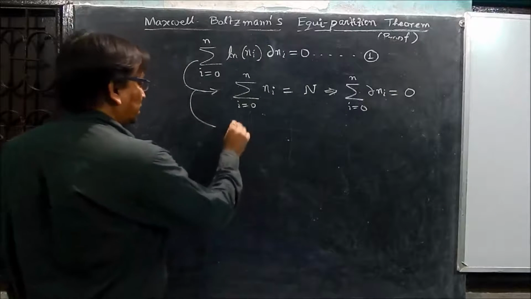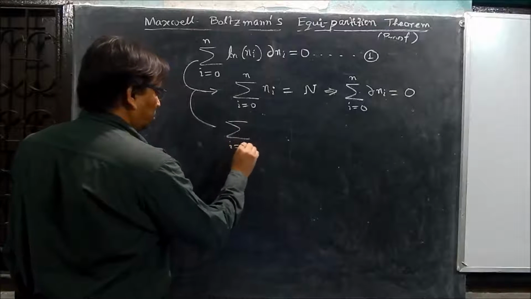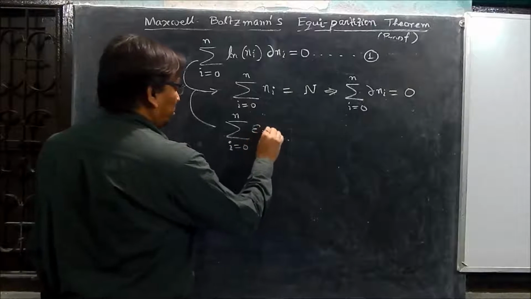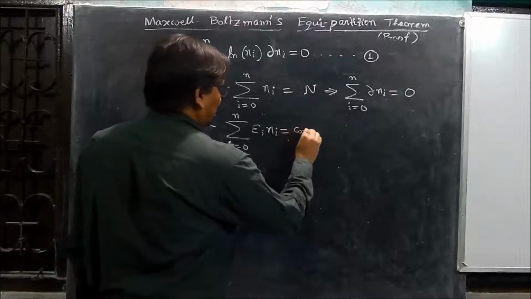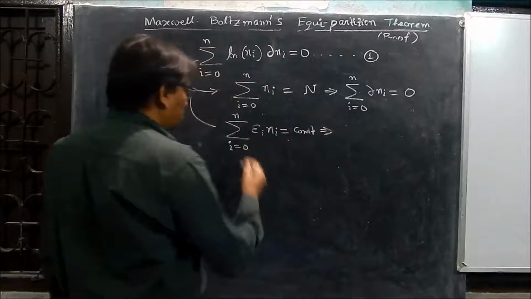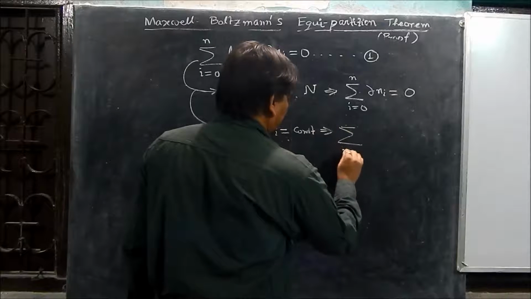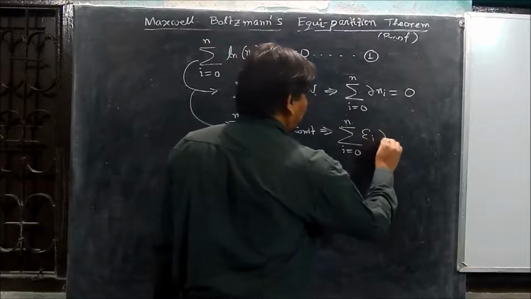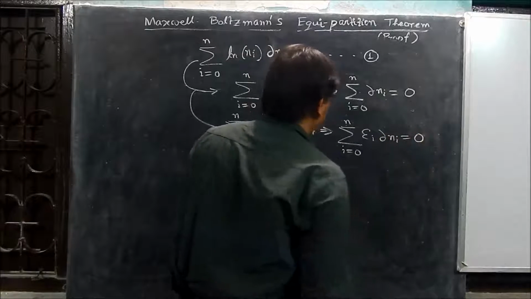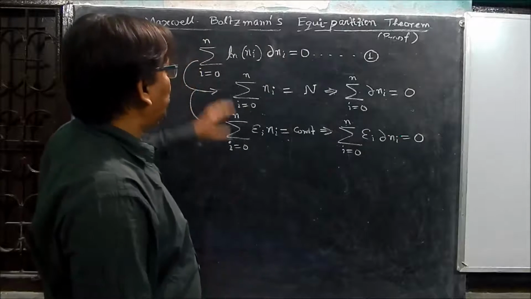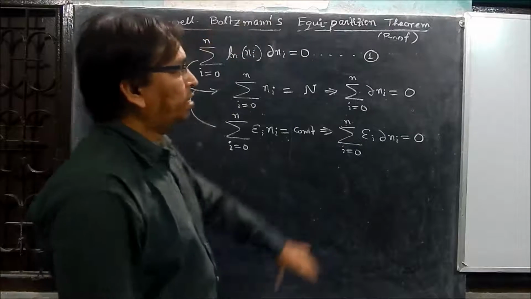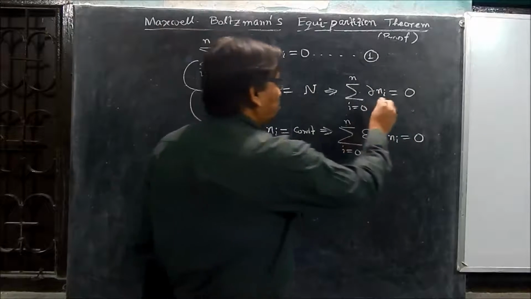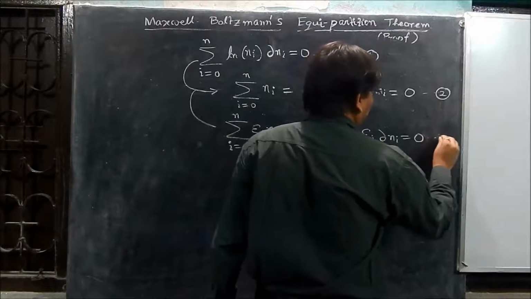And another constant is this: the total energy is also constant. So the summation over i equal to 0 to n of epsilon i ni is also constant. That means we also have to maintain the condition that the summation over i equal to 0 to n of epsilon i and del ni should also be 0, because differentiation of a constant is 0. That means we have to maximize this thing, keeping in mind that this thing should be 0 and this thing is also 0. This is one constant and this is another constant.